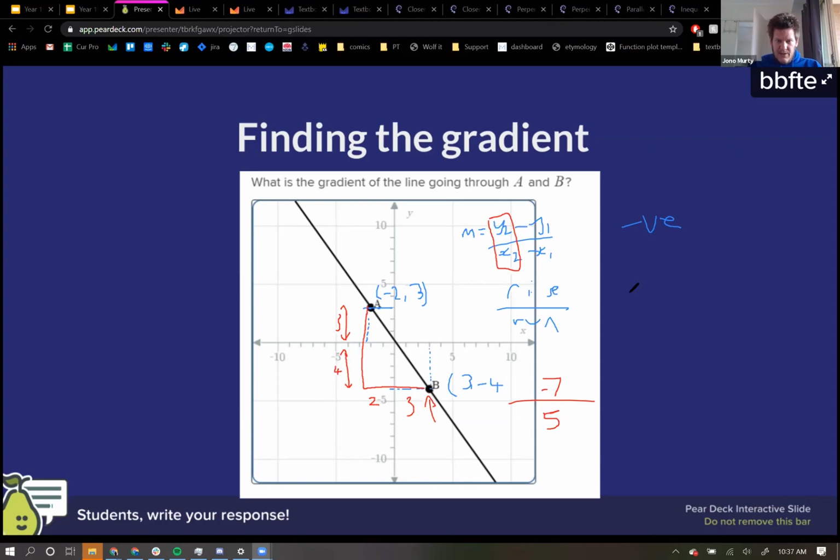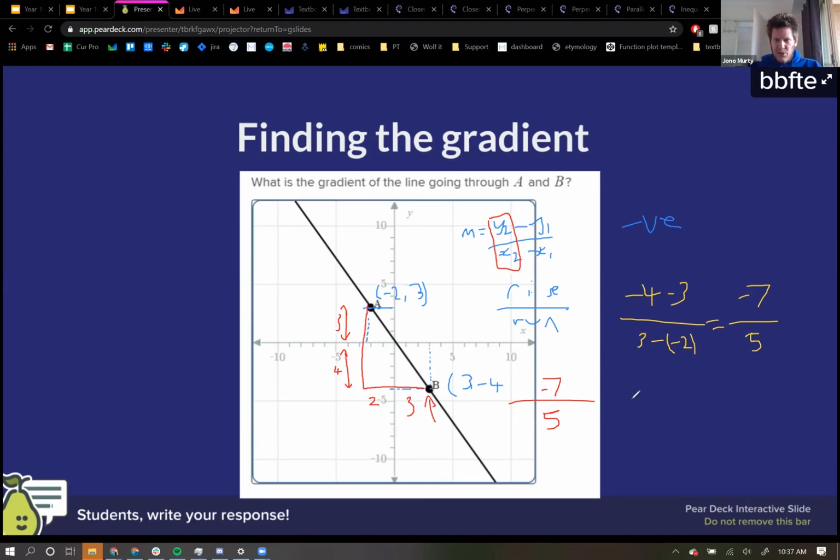y2 is -4 minus y1, which is 3. x2 was 3. x1 was -2. This is where I was saying, you've got to be careful with your negatives. -4 minus 3 is -7. 3, take away -2, means we're adding the 2. That gives us 5, so -7/5.